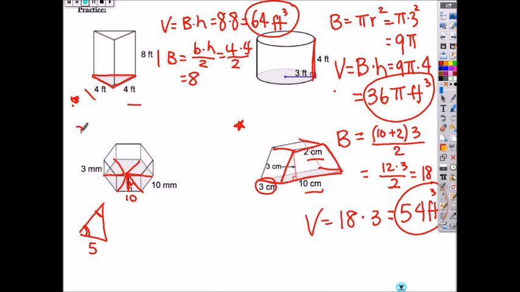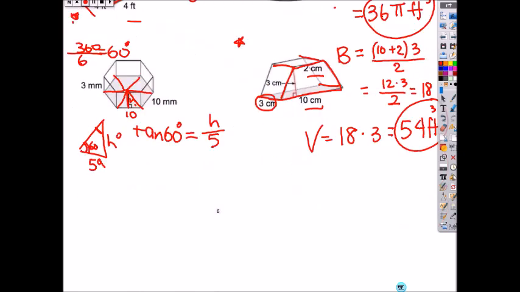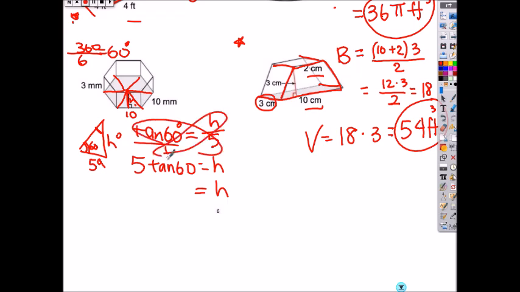It's 360 evenly divided into 6. So it's 60. So it's 60, 60, 60, right? So this is 60. If you're looking for height, that's your opposite. This is adjacent. So you use tangent of 60 degrees equals h over 5. So you have 5 times tangent of 60 equals h. You can cross multiply, right? So what is 5 times tangent of 60?